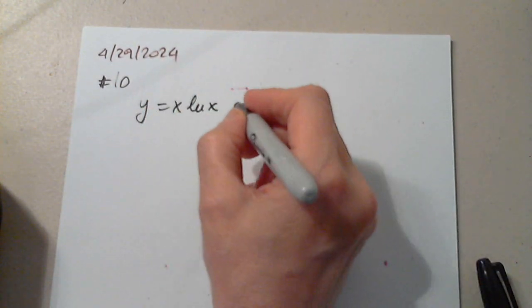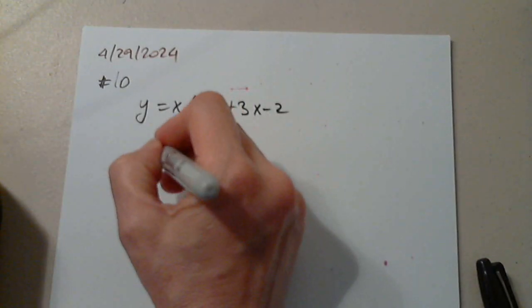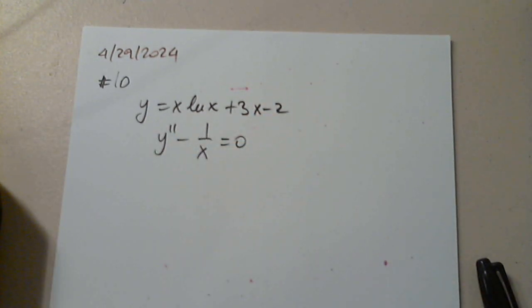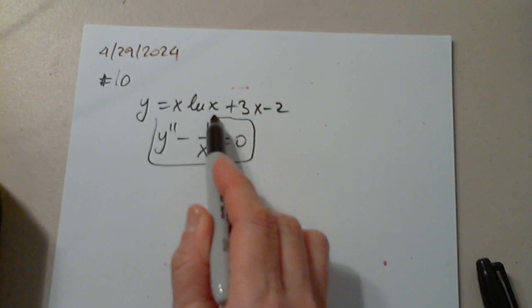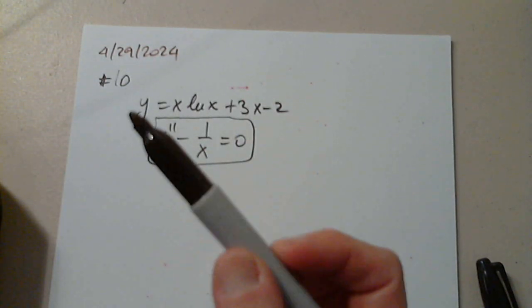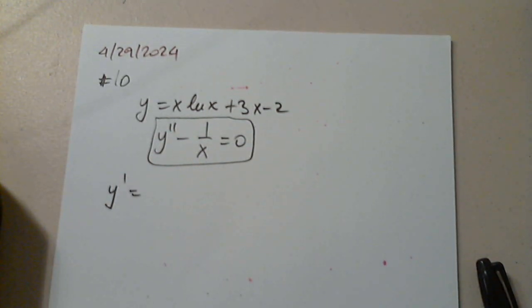So we have y equals x natural log x plus 3x minus 2, and is it a solution or not of this equation? Is that the one? Yep, that's the one. Okay, perfect. So in order to build this, I have to find the second derivative of y. But I can't before I find the first derivative. Can anyone help with the first derivative, please?